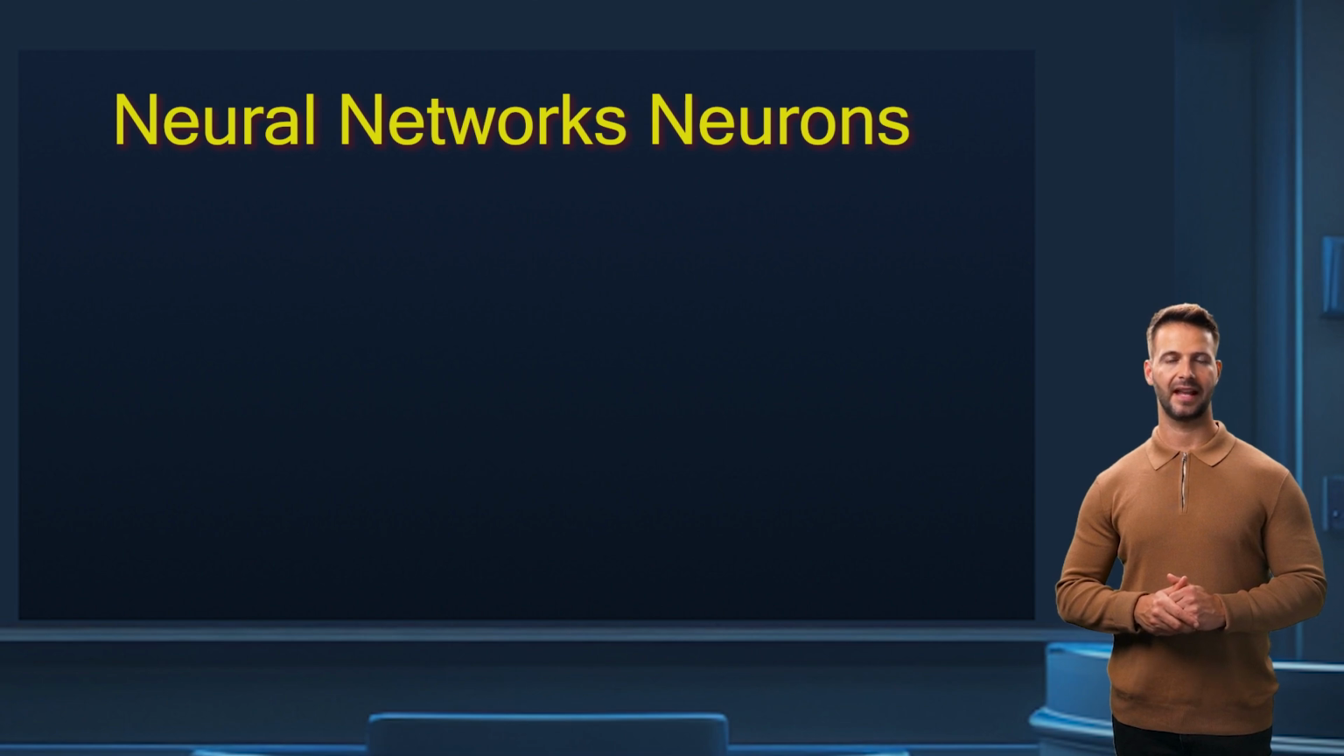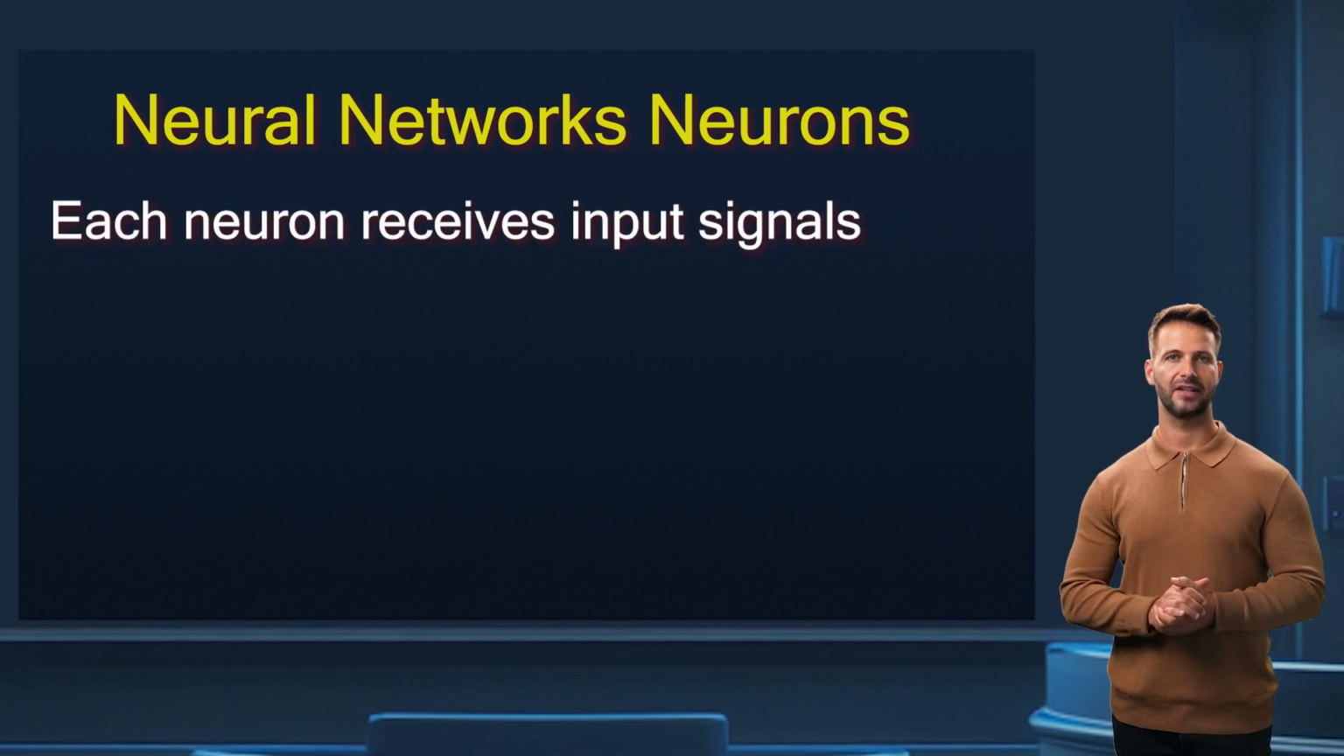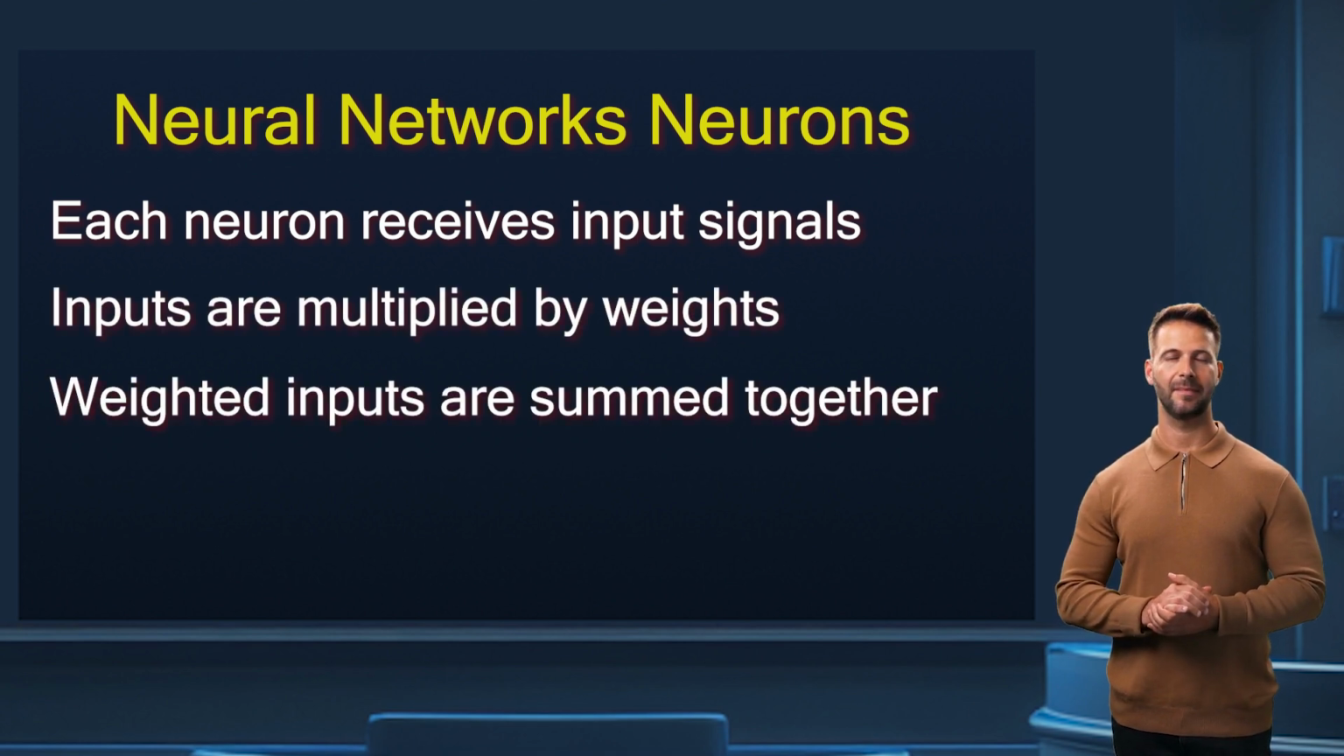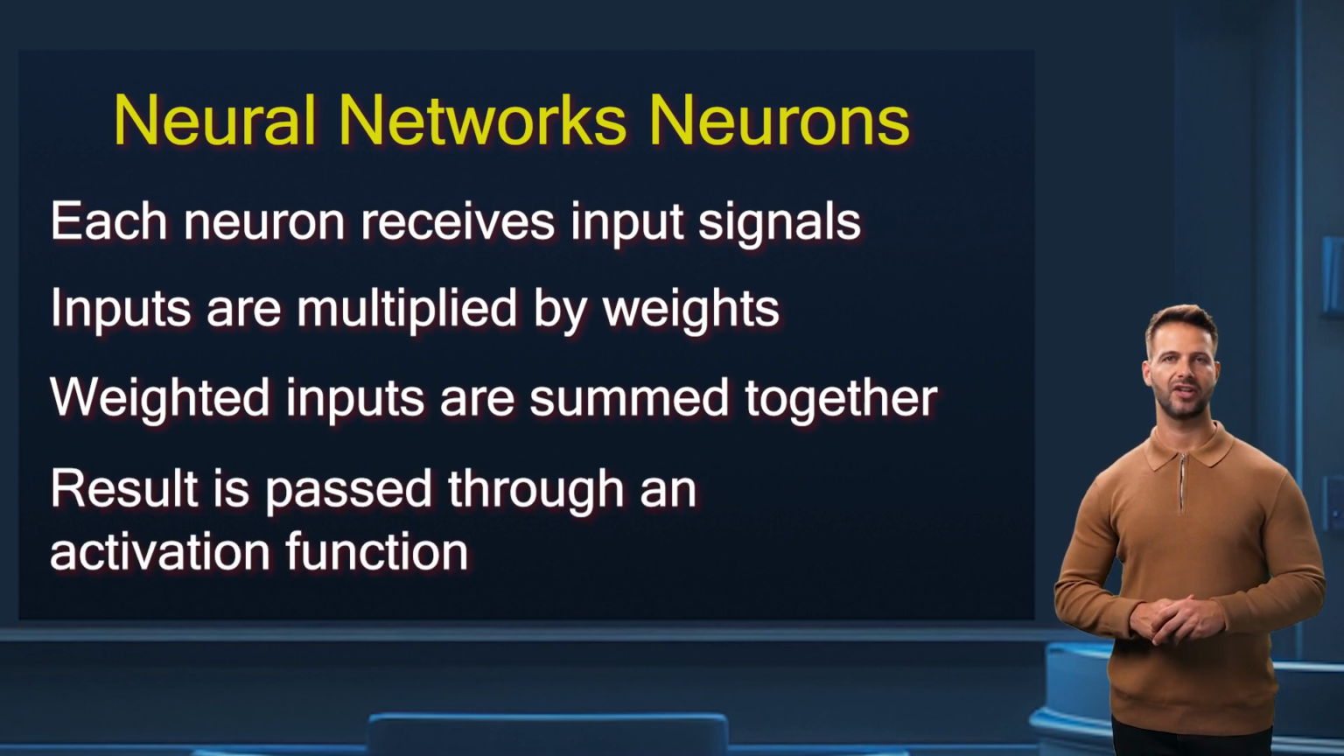The neurons themselves. Each neuron receives input signals, which can be thought of as features from the dataset. These inputs are multiplied by weights, which determine the importance of each input. The weighted inputs are then summed together, and a bias term is added. The result is passed through an activation function, which introduces non-linearity into the model. This non-linearity allows neural networks to learn complex patterns.